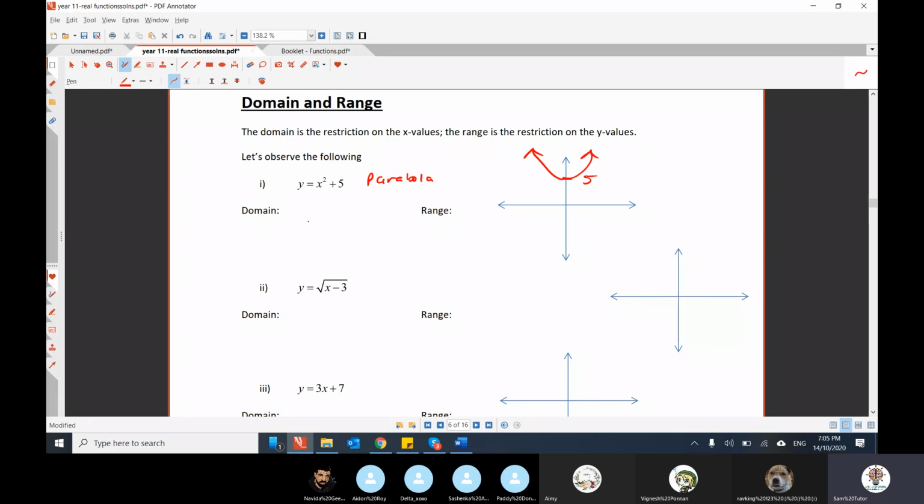What's your domain? So my x would be real x. Correct. Your range? y is bigger than 5, or bigger than or equal to 5. That's good. Yes, absolutely right. y is bigger than or equal to 5.